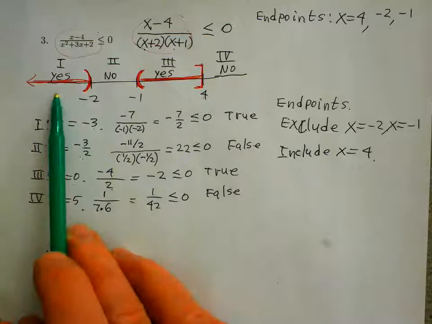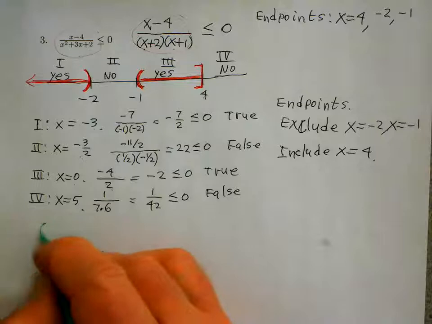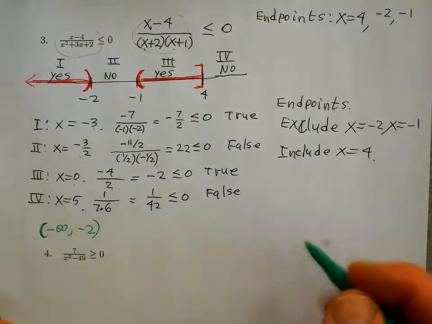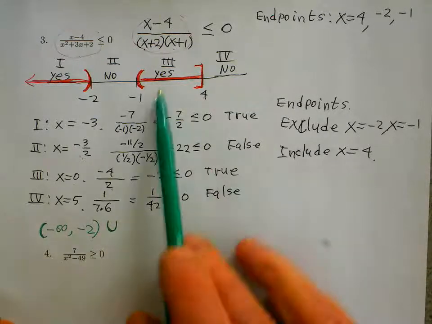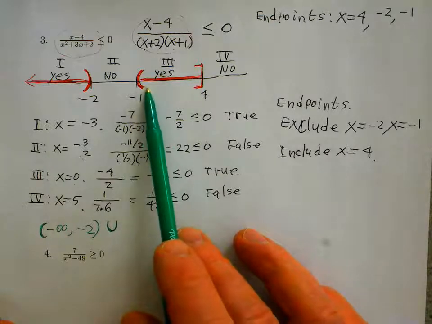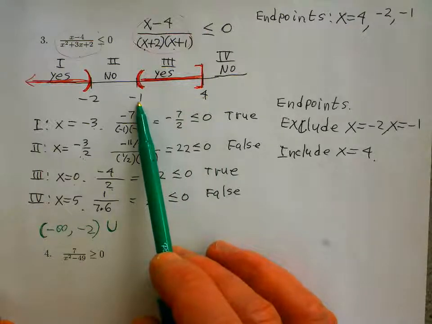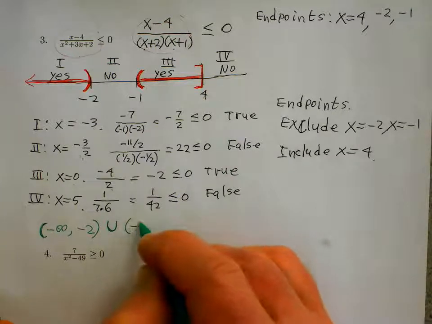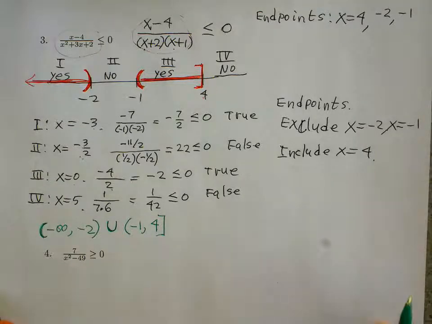Okay, the interval notation. This part of the number line on the left is parenthesis -infinity, comma, -2, parenthesis. Then we use the union symbol, and then this set from -1 to 4, where we exclude -1 and include 4. This is parenthesis -1, 4, bracket. That is the interval notation.